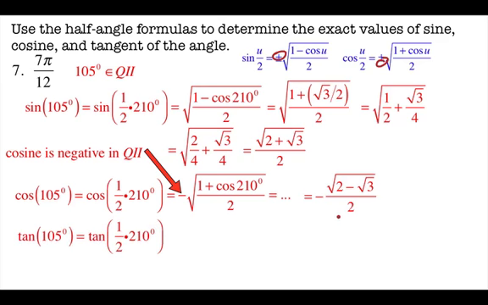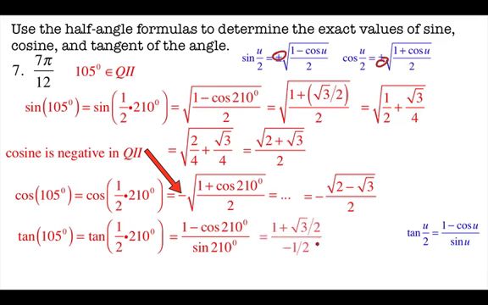This is what you get using the half angle formula that you see here for tangent. I substitute the values. And notice that I don't have to worry about the sign because this formula takes care of the sign. Simplify. At this point, I multiply top and bottom by -2. And that's how I end up with this.